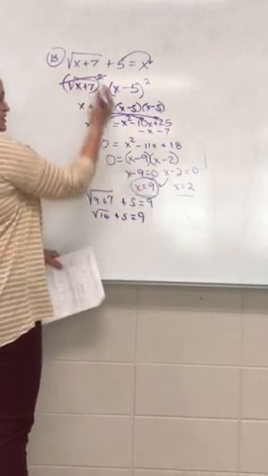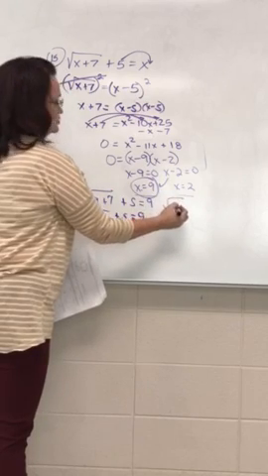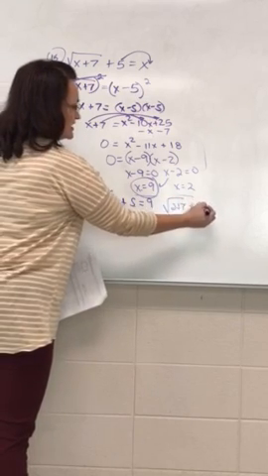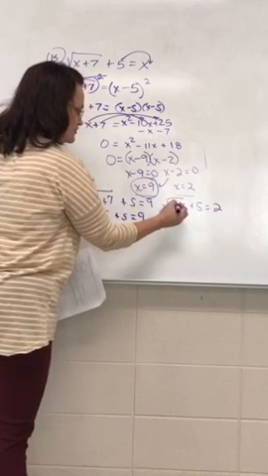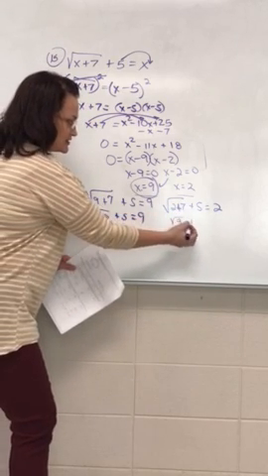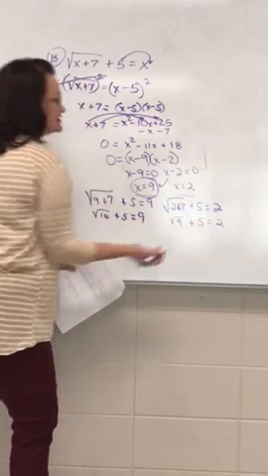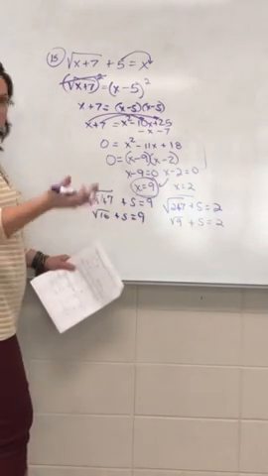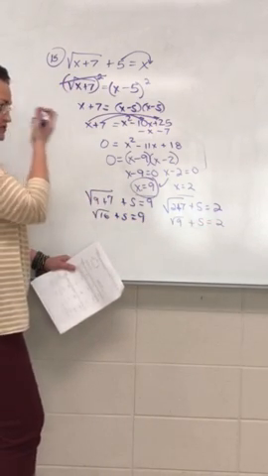Then we check the other one. Now plug in 2 for the x's. 2 plus 7 plus 5, does that equal 2? I have a feeling that one doesn't work. 2 plus 7 is 9. The square root of 9 is 3, plus 5 is 8. That does not equal 2. That does not work. It just happens out that way sometimes through this process.